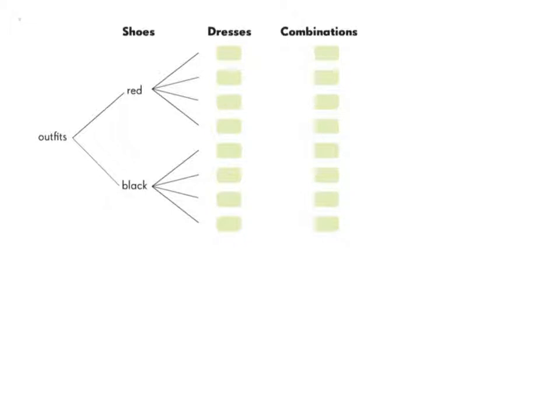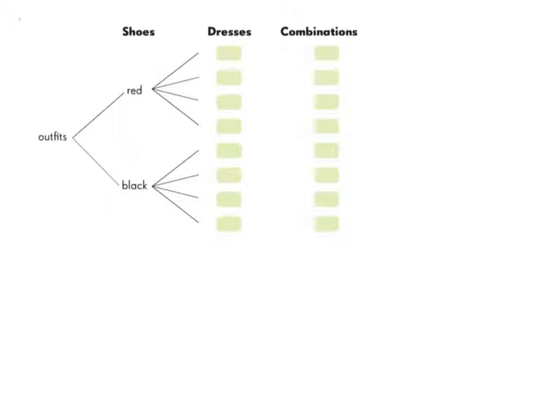Let's work together to complete one of these. Ms. Davis has 2 pairs of shoes and 4 dresses. The colors of her shoes are red and black. The colors of her dresses are white, black, maroon, and beige. If Mrs. Davis wants to match a pair of shoes to a dress, how many combinations does she have?